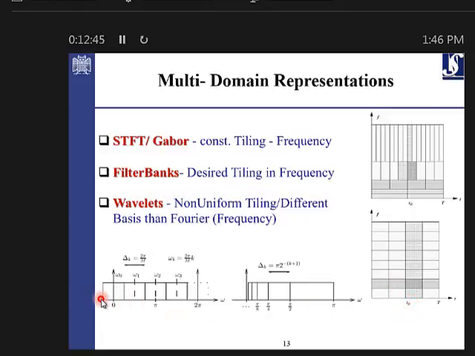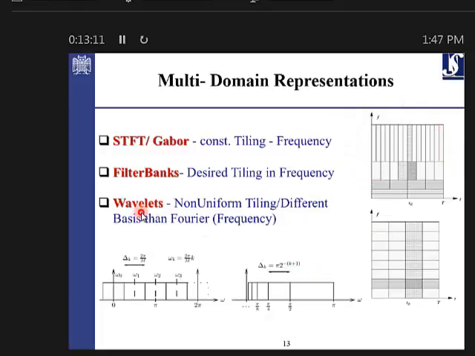If you have the frequency spectrum from 0 to 2 pi, then we have different types of filter banks that can divide this spectrum into uniform divisions or non-uniform versions based on our desire. And we have wavelets, which are actually non-uniform tiling, something like this.